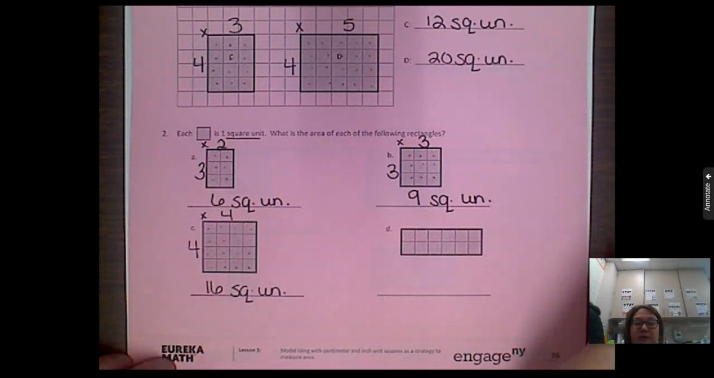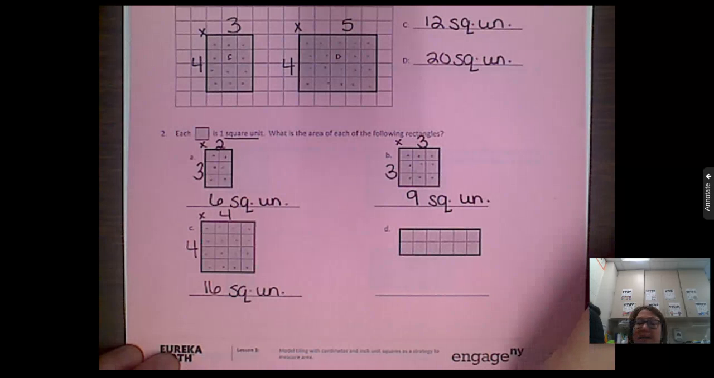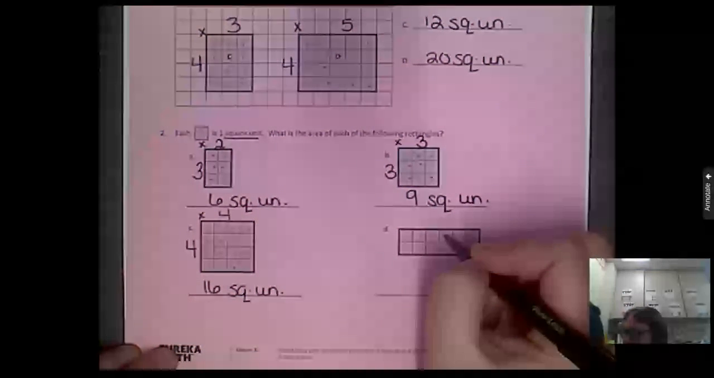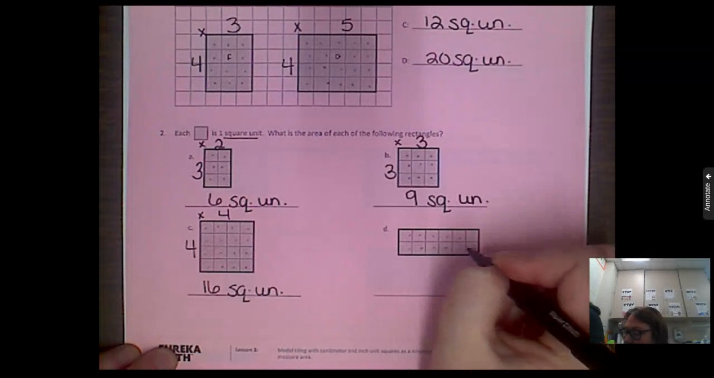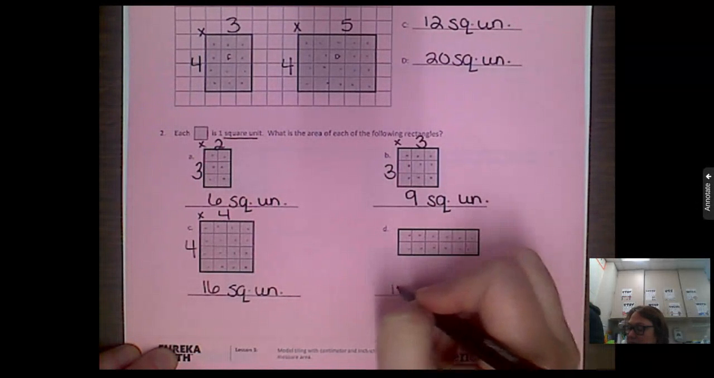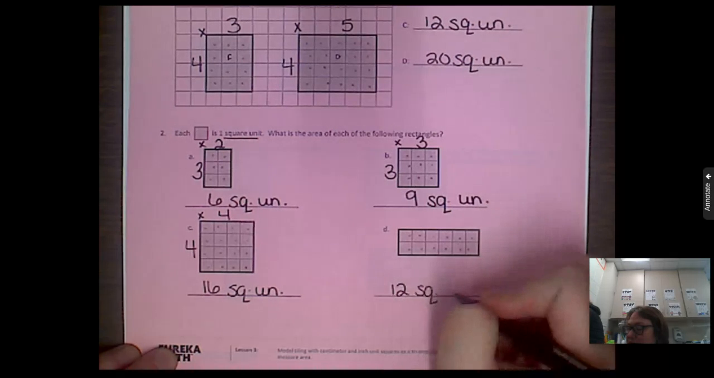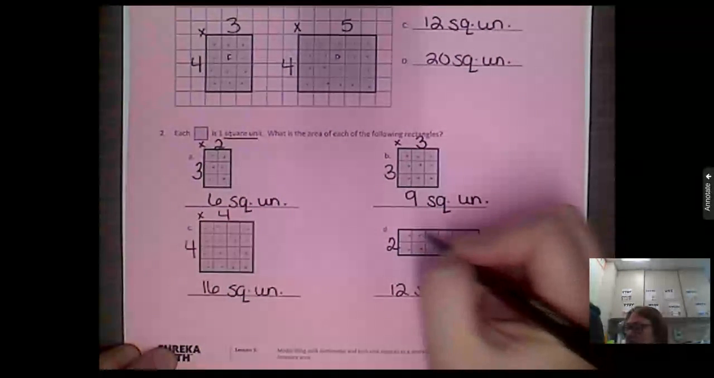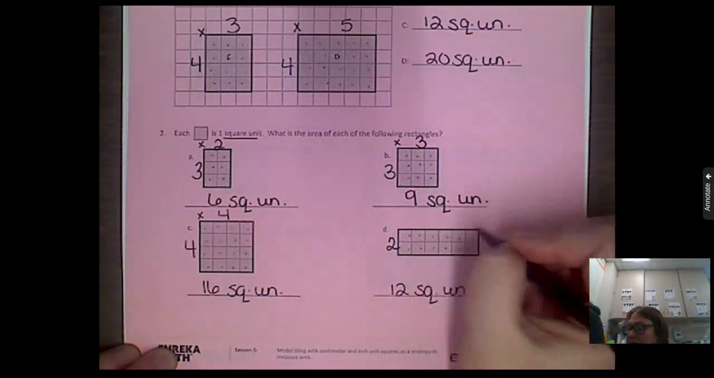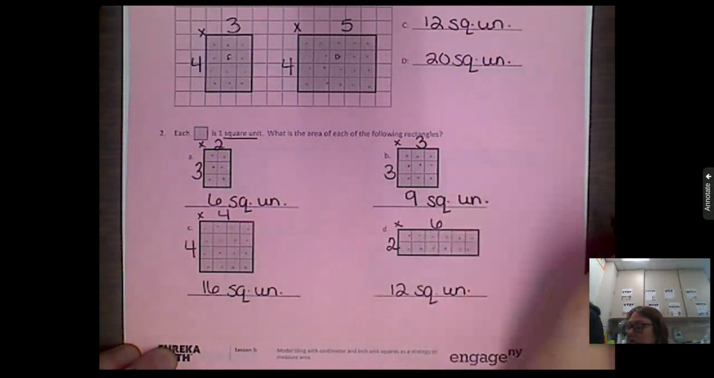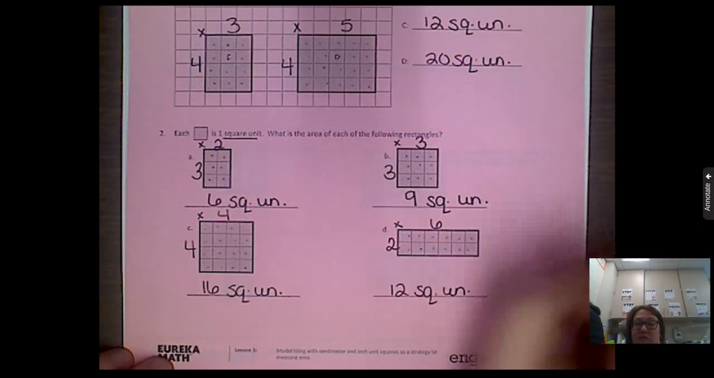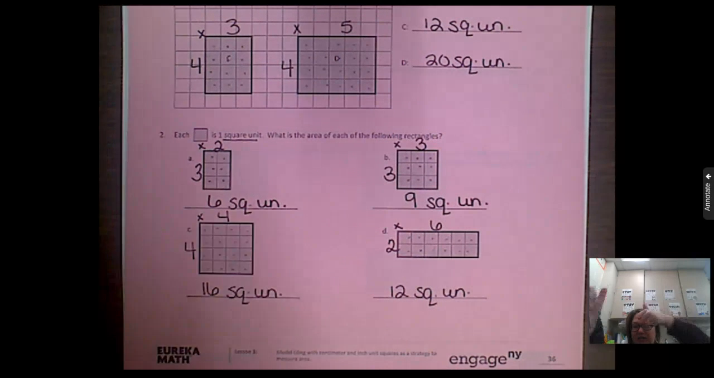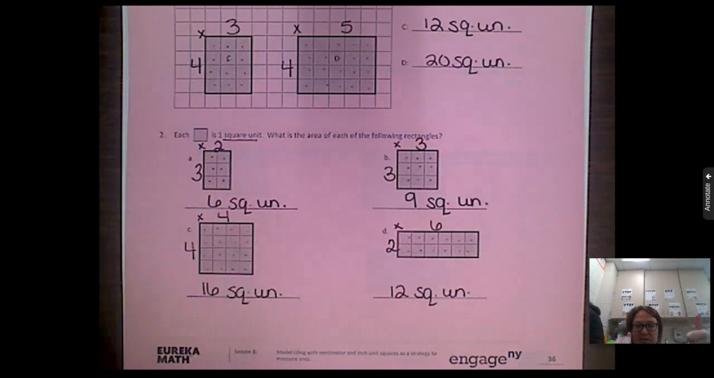Again, make sure you have that label. Super important with area. And let's see how you did with D. Will you speed count with me? Okay, here we go. 1, 2, 3, 4, 5, 6, 7, 8, 9, 10, 11, 12. So we have 12 square units. I need to label my side lengths. There's 2 rows, right? And then there's 1, 2, 3, 4, 5, 6 in each row. So 2 times 6 equals 12 square units. Give me a thumbs up if you have that. Give me 2 thumbs up and dance them around if you had all those correct.